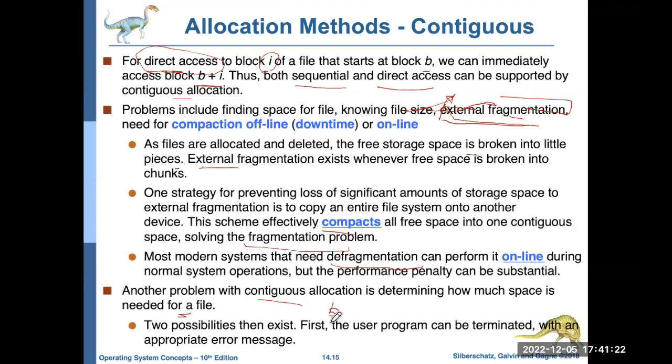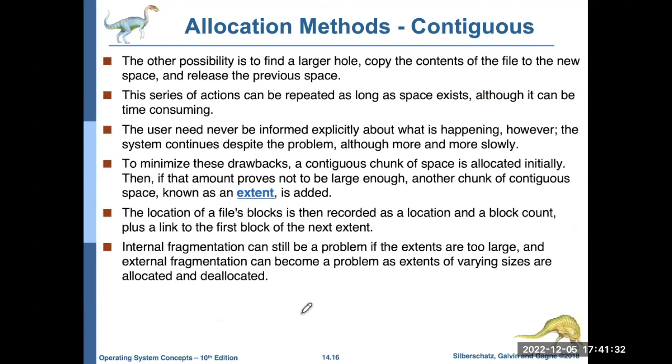How to handle that? The first solution is that the user program can be terminated with an appropriate error message. This is one way. The other way is to find a larger hole, large enough to hold that file, copy the contents of the file to the new space, and release the previous space. That is one way of handling a growing file in the contiguous allocation method.